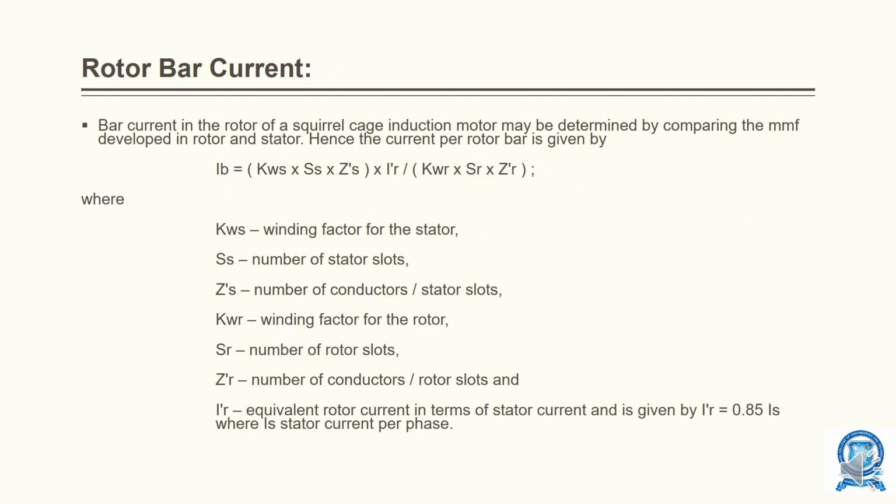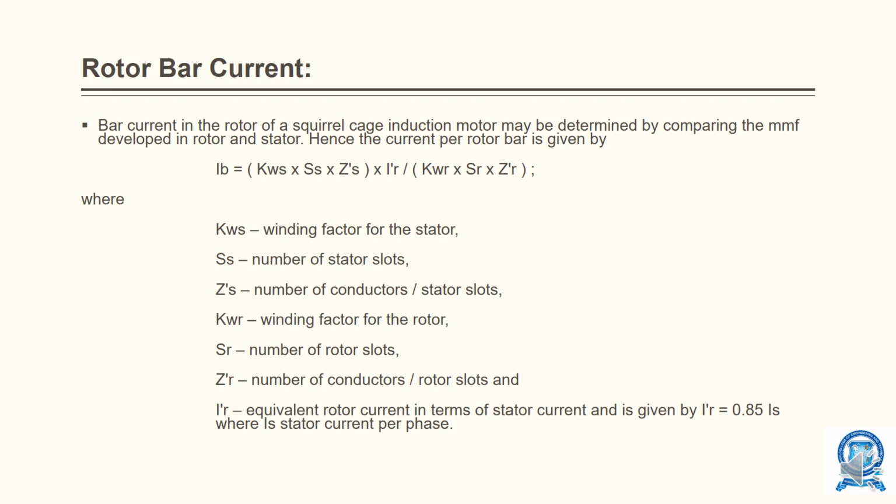The next one is the rotor bar current. The bar current in rotor of squirrel cage induction motor may be determined by comparing the MMF developed in rotor and stator. Hence the current per rotor bar is given by IB is equal to KWS into SS into ZS dash into IR dash, the whole divided by KWR into SR into ZR. So in numerator we have the stator parameters and in denominator we have the rotor parameters. In numerator, the only parameter with respect to rotor is the rotor current IR dash.